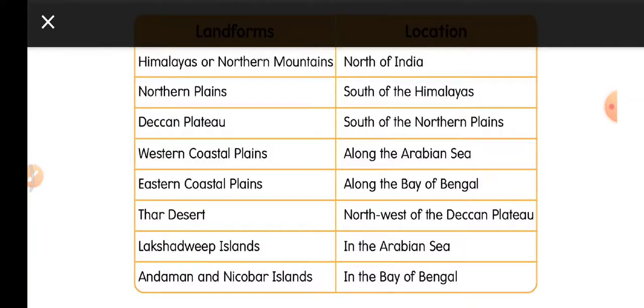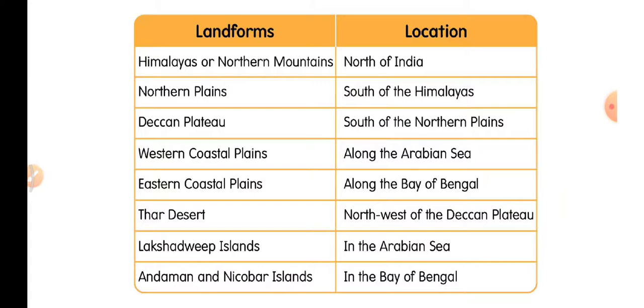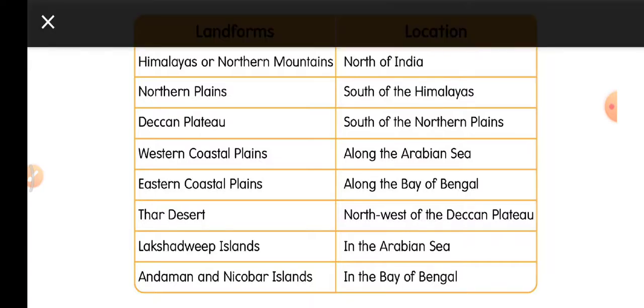Himalayas or northern mountains are found in the north of India. Northern plains are found in the south of Himalayas, Deccan Plateau, south of northern plains, western coastal plains along the Arabian Sea, eastern coastal plains along the Bay of Bengal. Thar Desert is found in the northwest of Deccan Plateau, Lakshadweep Islands in the Arabian Sea, Andaman and Nicobar Islands in the Bay of Bengal. Right?